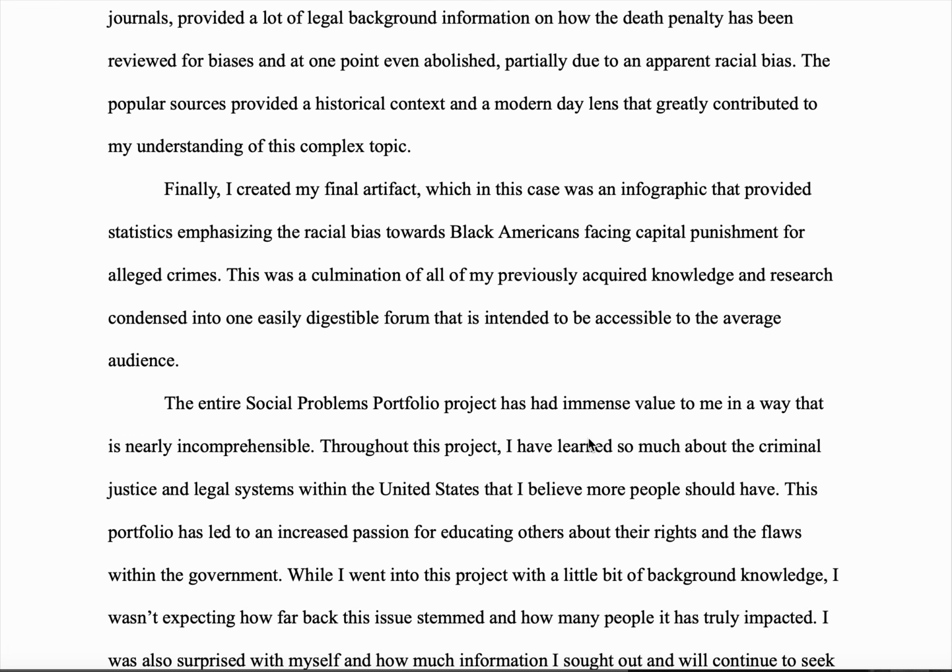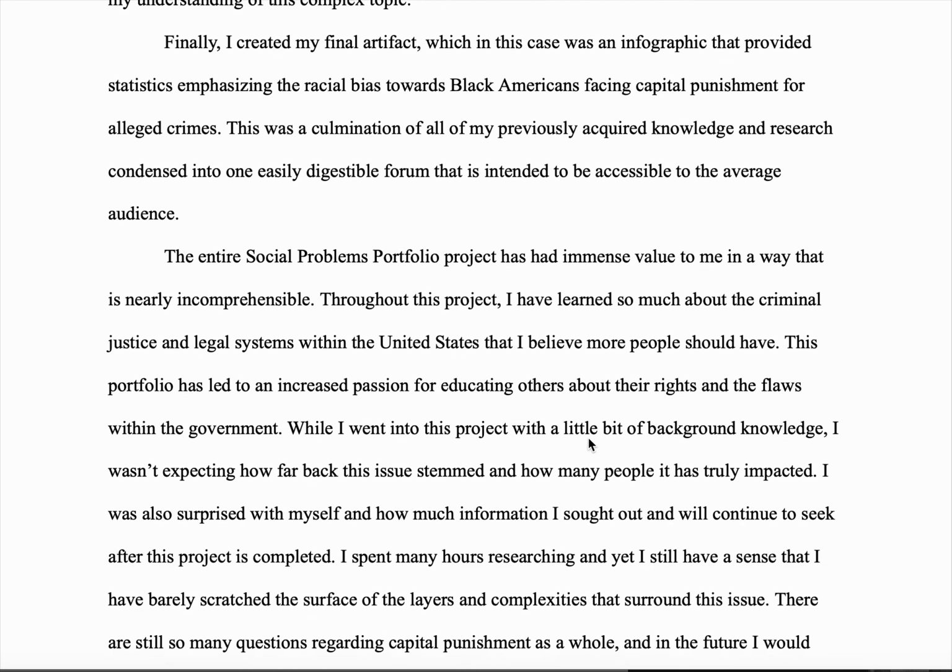The popular sources provided a historical context and a modern-day lens that greatly contributed to my understanding of this complex topic. Finally, I created my final artifact, which in this case was an infographic that provided statistics emphasizing the racial bias towards Black Americans facing capital punishment for alleged crimes. This was a culmination of all my previously acquired knowledge and research condensed into one easily digestible format that is intended to be accessible to the average audience.